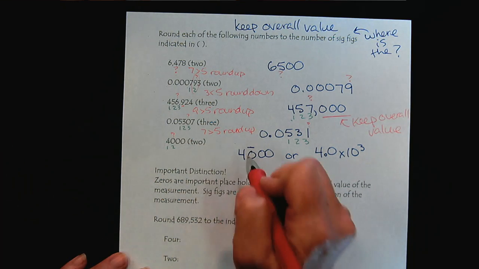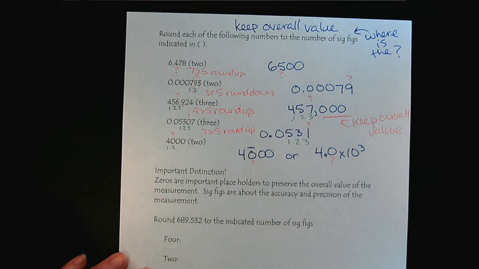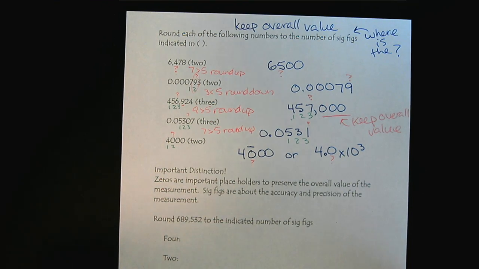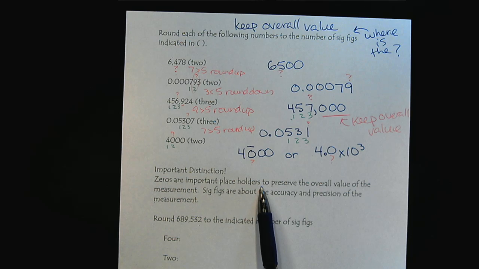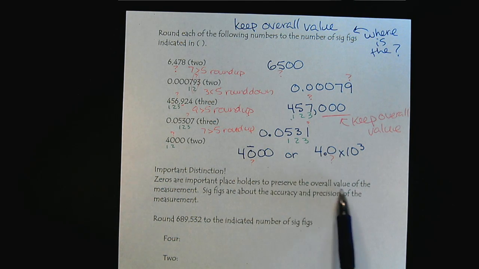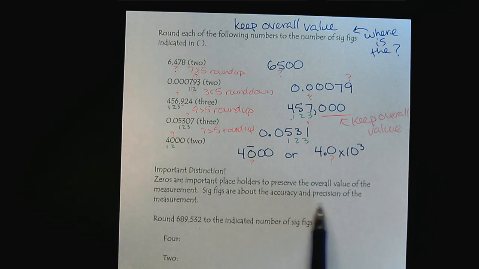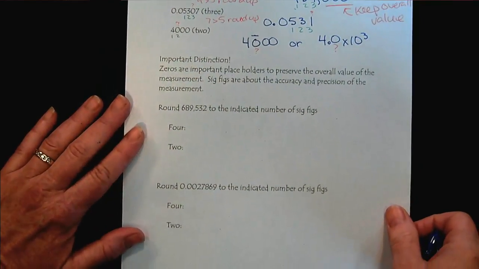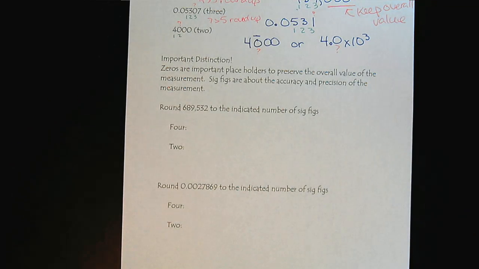And the main thing to keep in mind is that sig figs are telling us where the data starts to be uncertain. So this is a huge, important distinction, right? The zeros are important placeholders. Whether they're leading zeros or trailing zeros, they preserve the overall value of the measurement, right? The sig figs are about the accuracy and the precision of the measurement. So go ahead and take a few minutes to round the numbers below to the correct number of sig figs and then compare answers with me.